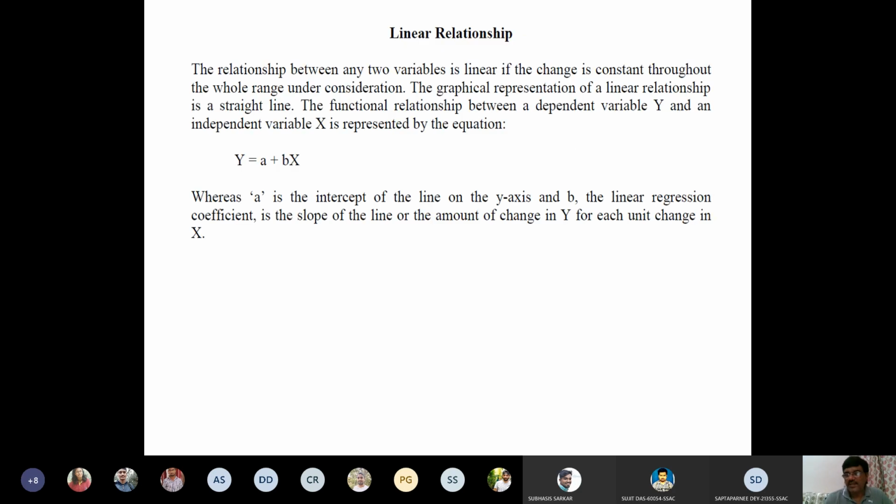Now we study this linear relationship in detail. Many times we observe linear relationships. A relationship between any two variables is linear if the change is constant. If you get a constant change with the addition of each unit of input, with additional units of the input you get the same change, then it is a linear relationship represented by y is equal to a plus bx, where a is the intercept and b is the regression coefficient. I just told you the regression coefficient is delta y upon delta x.